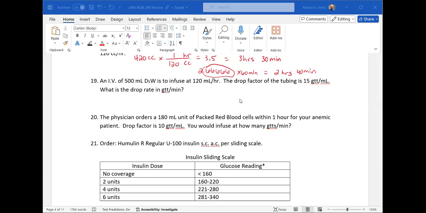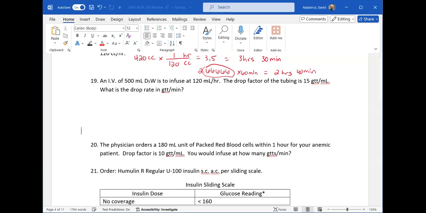So for 19, this is just a drop rate question. You've seen these since second semester. The trick is knowing what information you need. Anytime you have a drop rate question, you need two pieces of information. You need flow rate and you need your drop factor. And those two pieces of information will give you your drop rate.